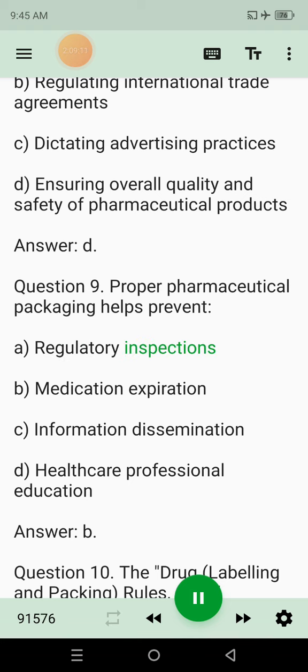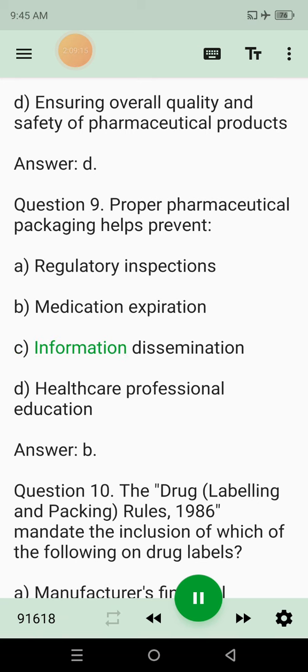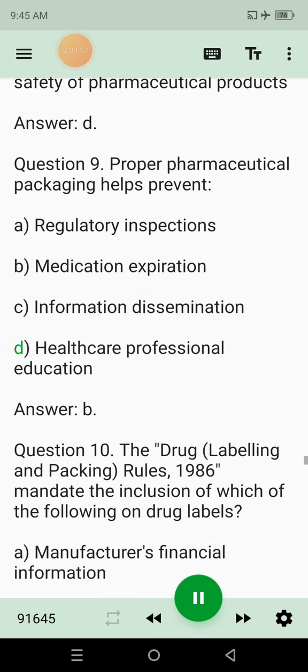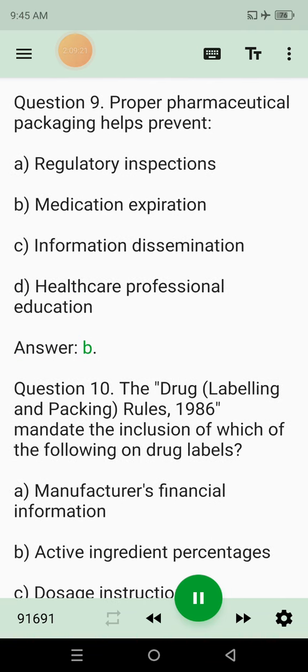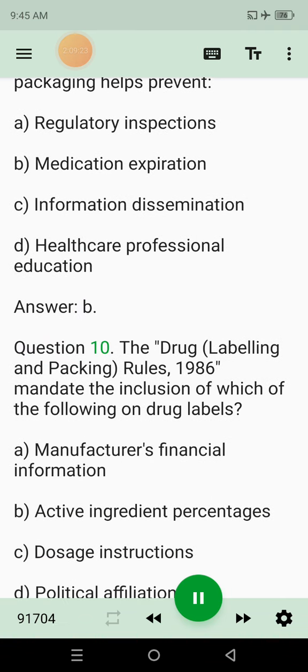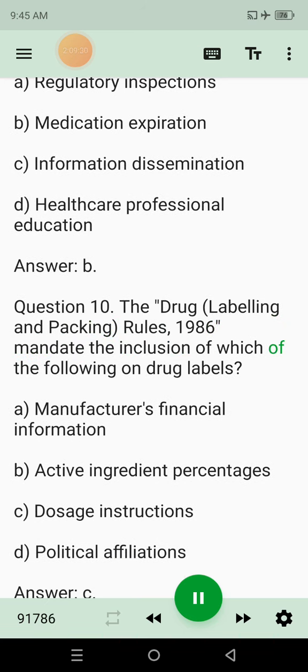Question 9. Proper pharmaceutical packaging helps prevent A. Regulatory inspections. B. Medication expiration. C. Information dissemination. D. Healthcare professional education. Answer. B.